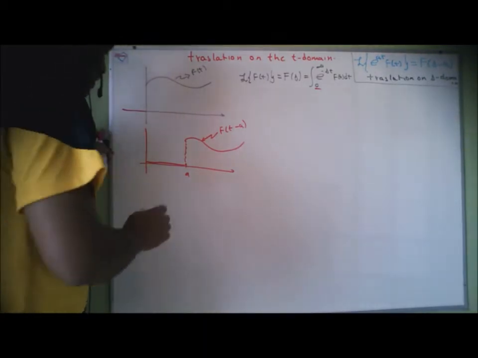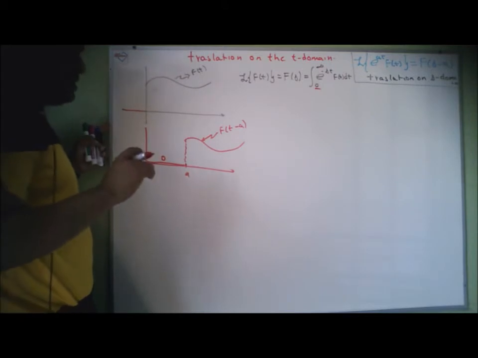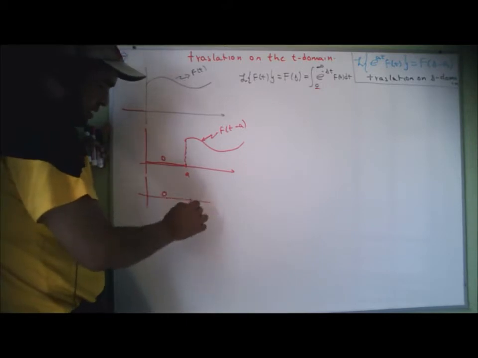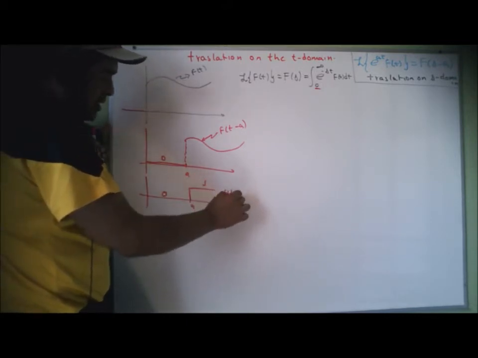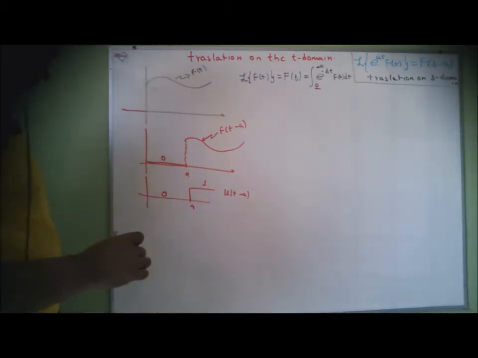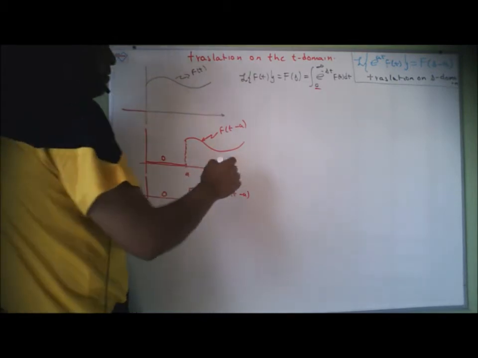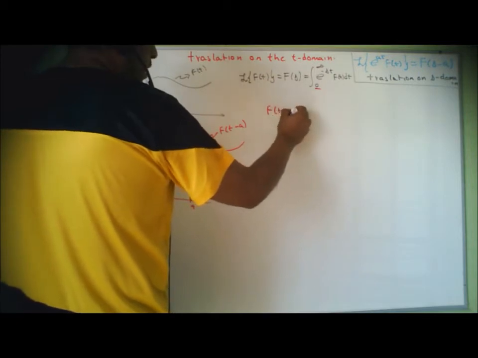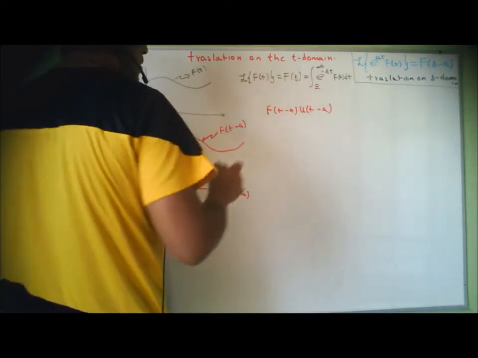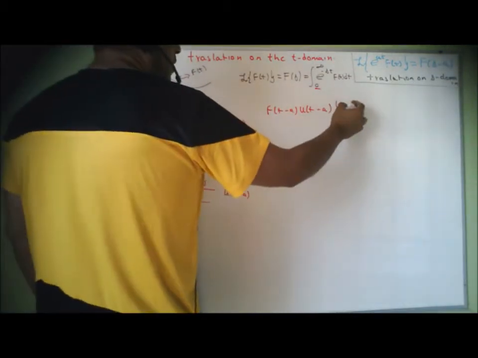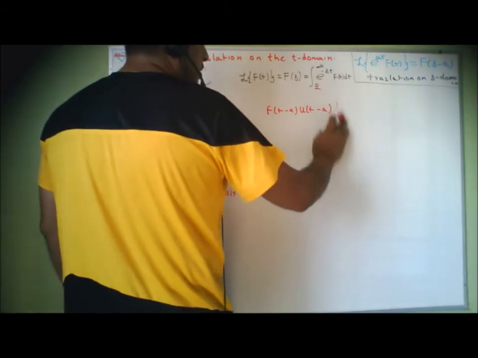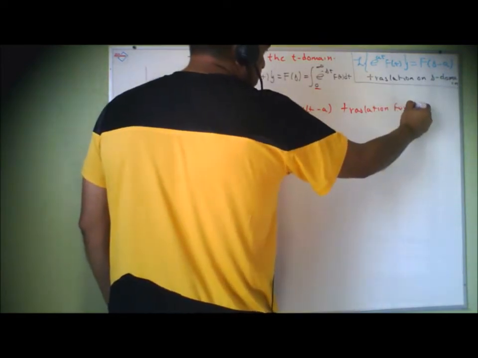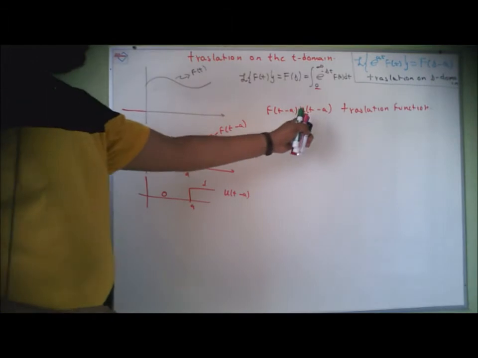Now, if you have 0 here, that makes it actually the step function, very similar to the step function: 0, and then at a, it becomes 1. So this is u of t minus a. In reality, to make this equal to 0, when you shift to the right, what you have to do is f of t minus a, u of t minus a. So this is the shifted function, or translation function.